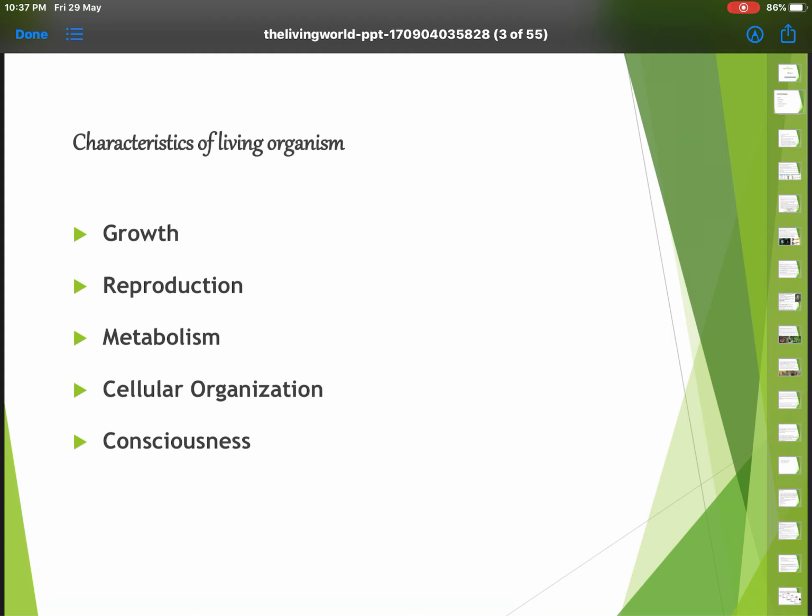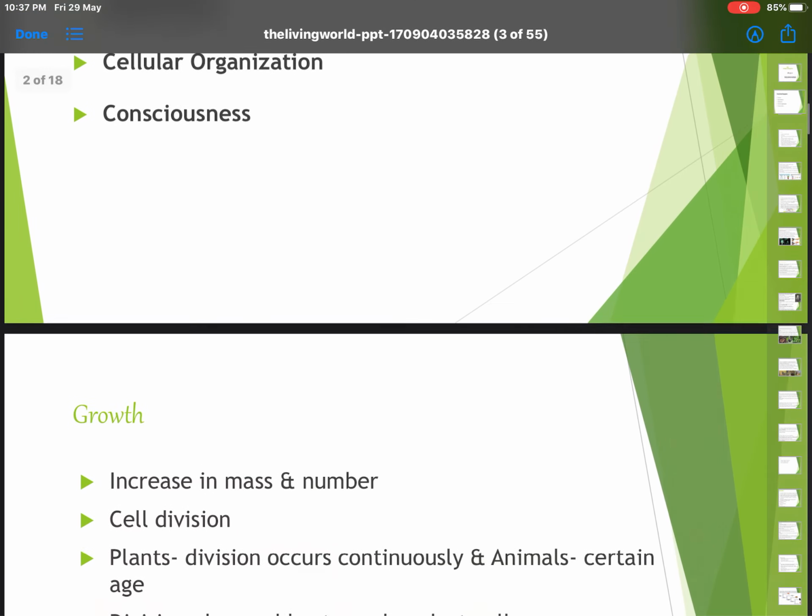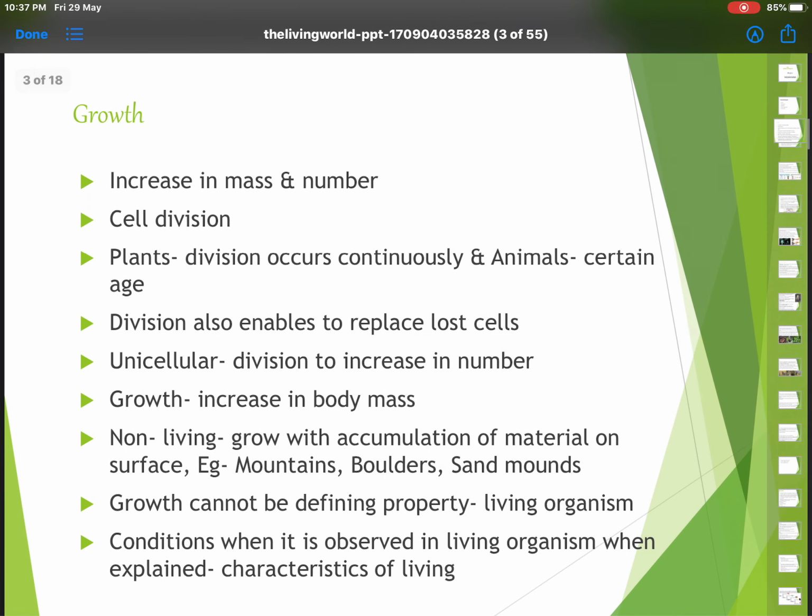What are those characteristics that living organisms exhibit? Growth, reproduction, metabolism, cellular organization, and consciousness. Now let's see one by one what these characteristics mean. Growth, as all of you know, is the physical as well as physiological growth. All of us teachers see you children growing in height and weight, physically, from class 6th to class 11th.